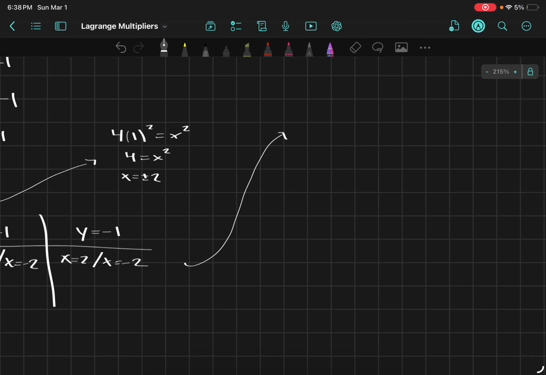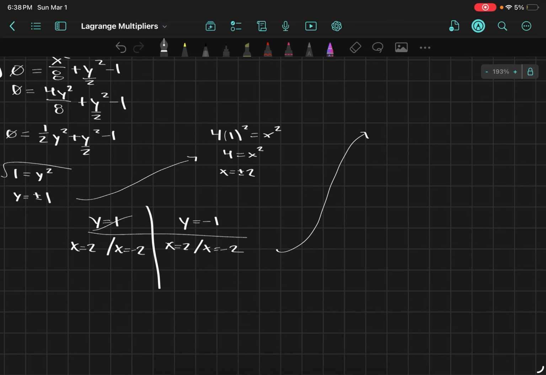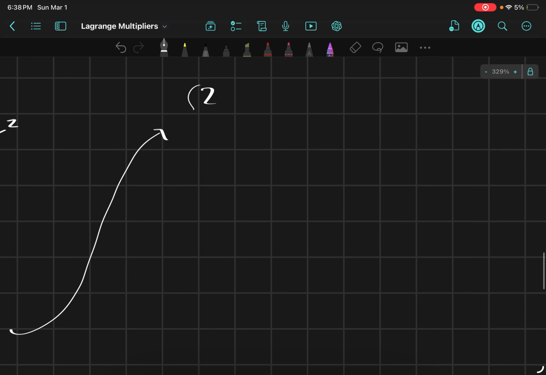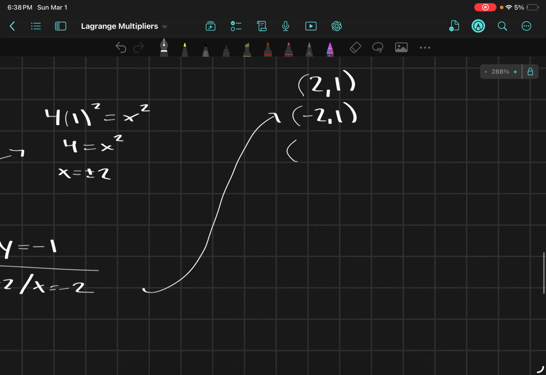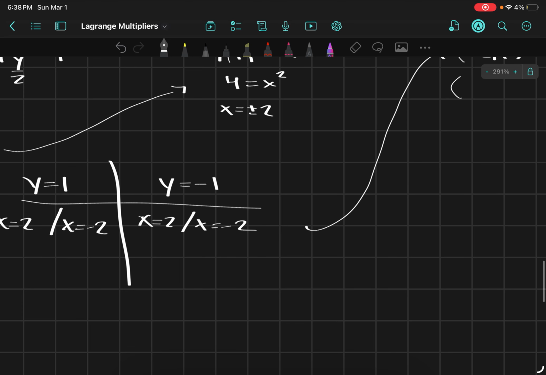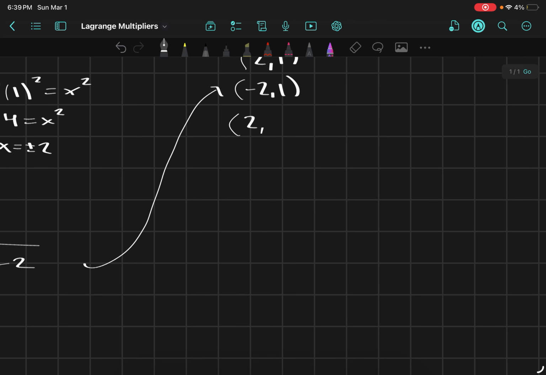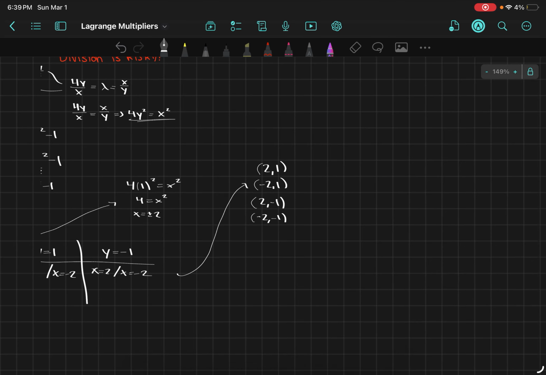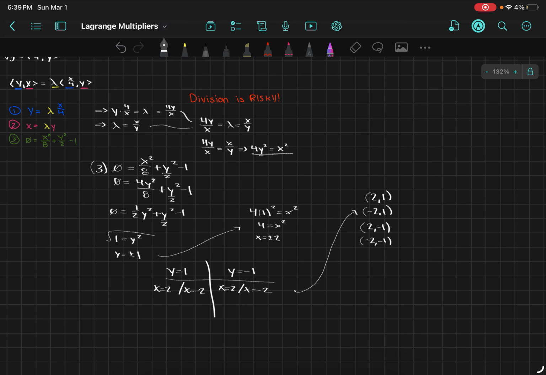So our critical points are going to be (x, y): 2, 1 and negative 2, 1. And then coming over here, we're going to have 2, negative 1 and negative 2, negative 1. Those are our 4 critical points that we solve for using Lagrange multipliers.